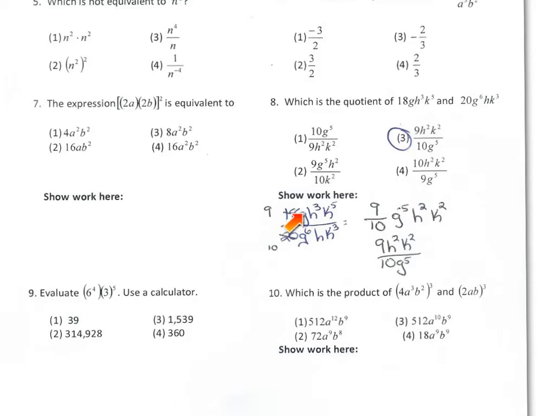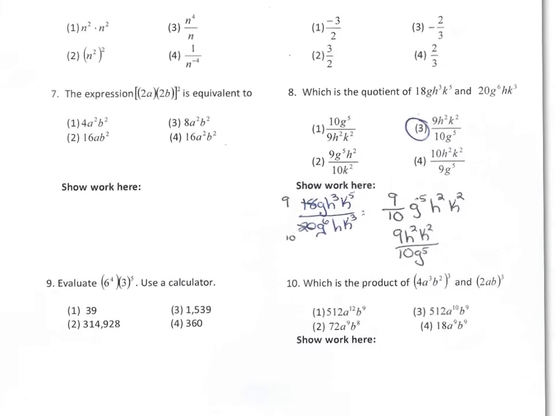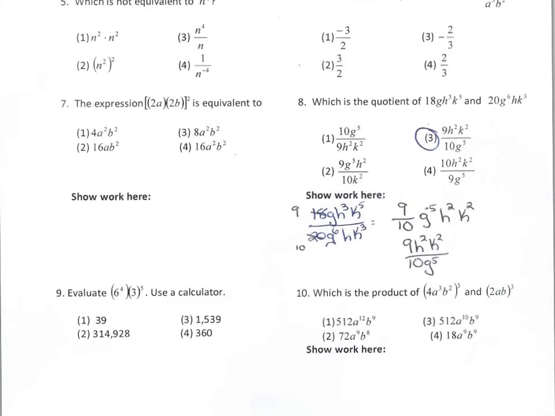So g to the first divided by g to the 6, 1 minus 6 is negative 5. 3 minus 1 is 2. 5 minus 3 is 2. I am not going to leave negative exponents, so I have to move the g to the negative 5th into the denominator. So it would be 9 can stay, h squared k squared divided by 10, and then the g to the negative 5 moves to the denominator, g to the 5th. And that's choice 3. That's all I have on this page, so when you're set, go to the next page with me.